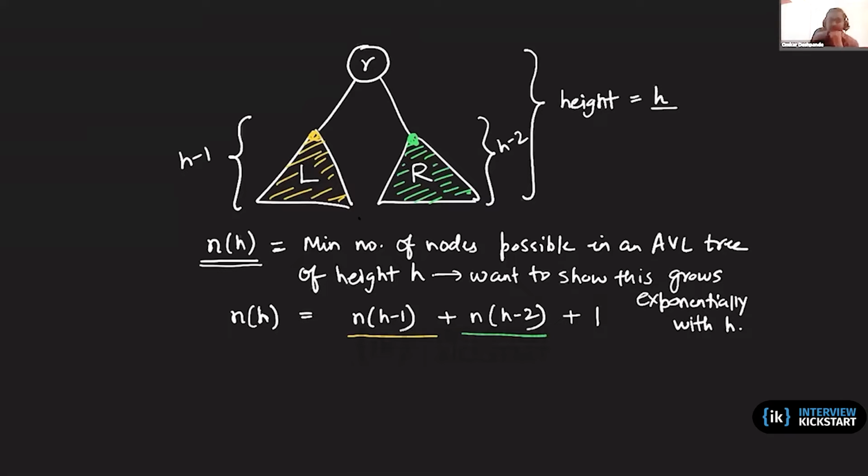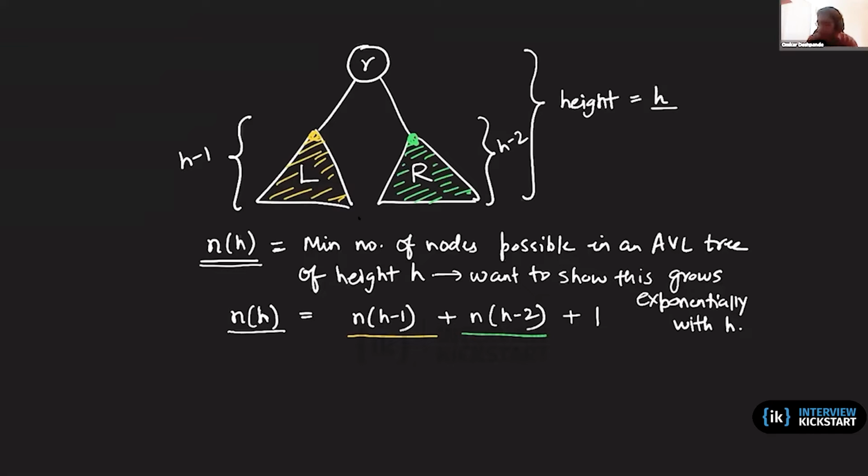Right, got it. So, since this is not a math class, we're not going to exactly solve this. We just want to show that n of h grows exponentially with h. Now, this kind of recurrence looks a little familiar. It is almost the same as the Fibonacci recurrence. If this was fib of h on the left side and fib of h minus 1 and fib of h minus 2 on the right side, then the number of nodes we are talking about would be exactly a Fibonacci number. But there's this plus 1 there.